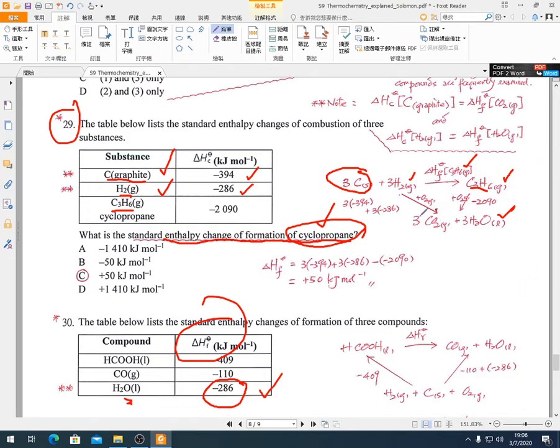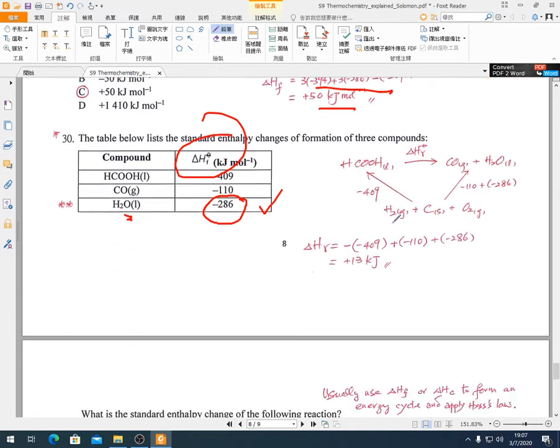Okay, so we just write the equation of the reaction asked in the question, formation of cyclopropane, and then we connect it. We are given combustion, so we burn C3H6 into CO2 and H2O. Then we connect it, and very simply we get positive 50. I'm sure you know how to do it.